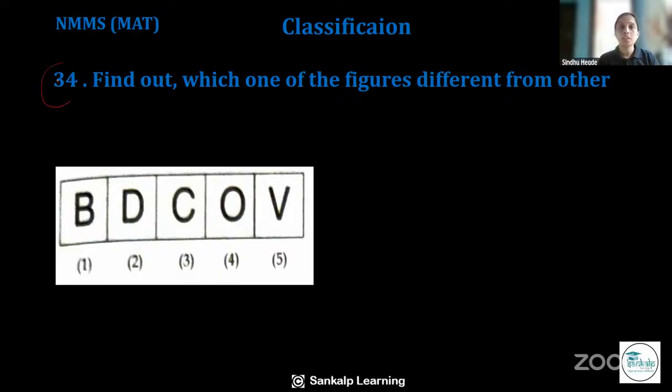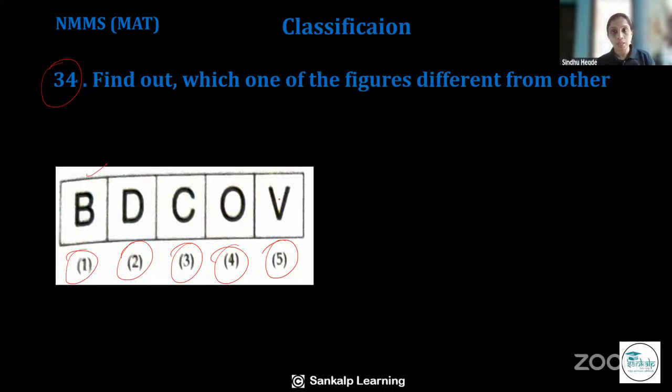Let us see question number 34 of the NMMS Math chapter classification non-verbal. Find out which one of the figures is different from the others. So here the images are related to alphabets. These all are our images. Image 1 contains B, image 2 contains D, image 3 C, image 4 O, image 5 V.